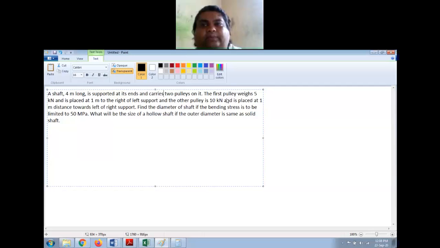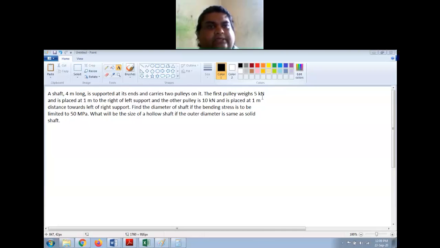The first pulley weighs 5 kilonewton and is placed at 1 meter to the right of left support, and the other pulley is 10 kilonewton and is placed at 1 meter distance towards the left of right support. Find the diameter of shaft if the bending stress is to be limited to 50 megapascal.